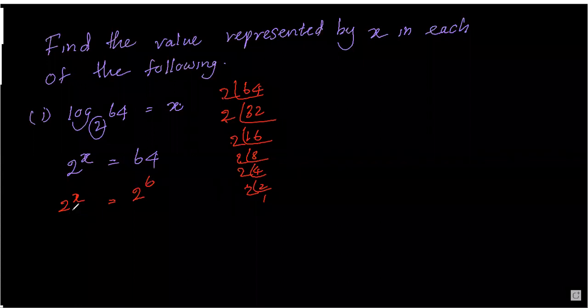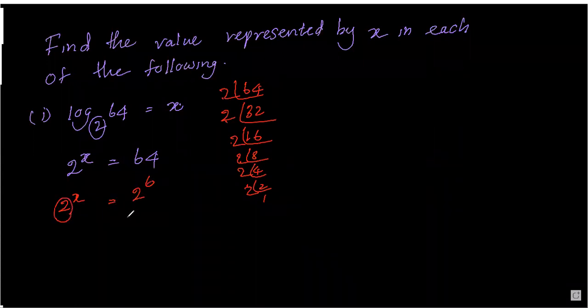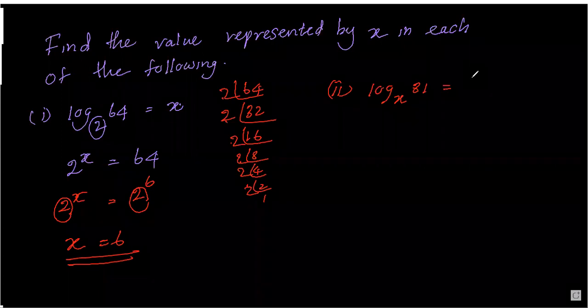Now you can see bases are equal. Right? We can write bases are equal. So we can write x equals 6. Bases are equal. So x equals 6. Another question we'll see. Log x base 81 equals 4. You understood, Mudita?